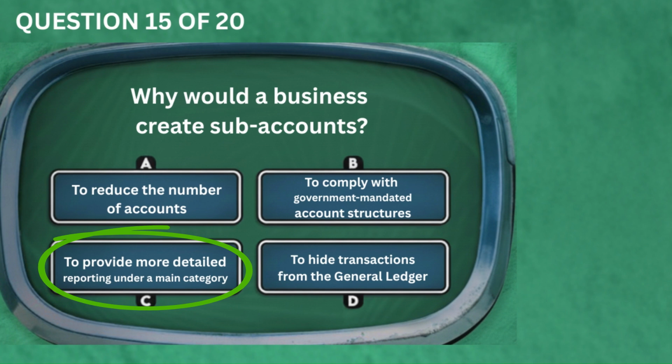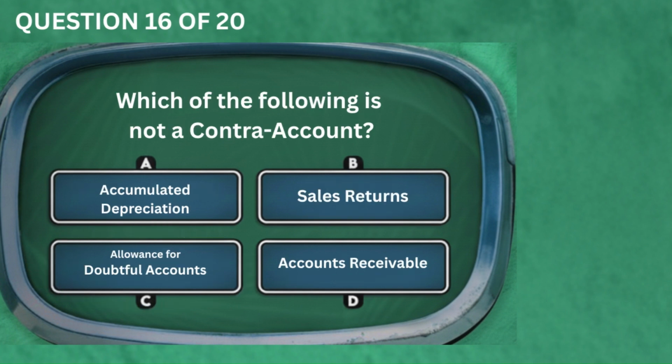Question 16. Which of the following is not a contra account? Options are: is it accumulated depreciation, sales returns, allowance for doubtful debts, or accounts receivable? It's D. A contra account flows against another account and reduces its balance.